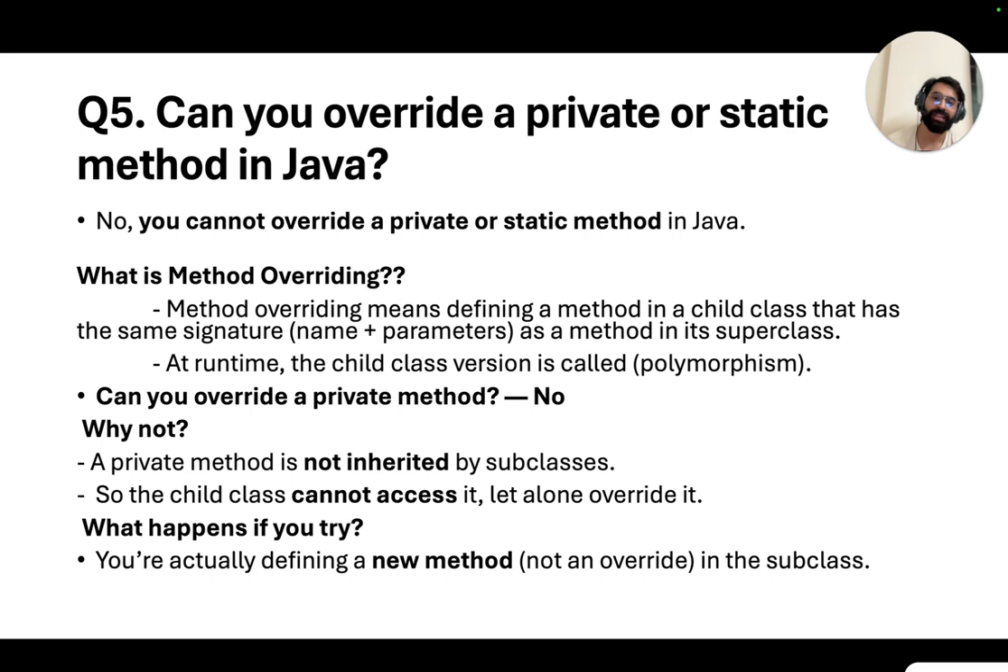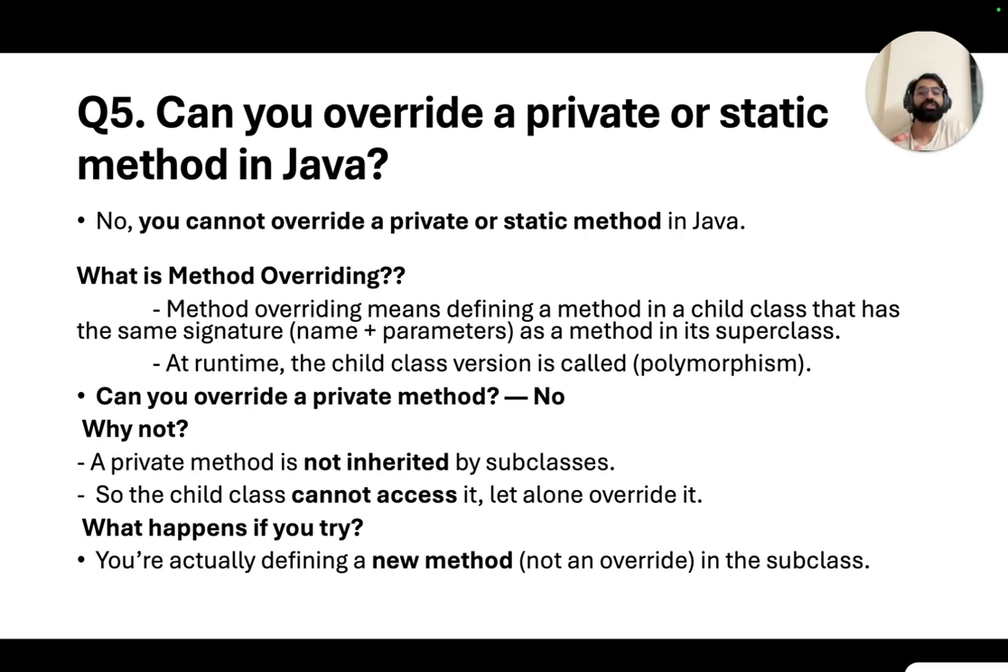Now, can you override a private method? Just understand. No. Why not? Because a private method is not inherited by a subclass. If we mark any method as private, then that method has visibility for that particular class only. It will not go to its child class. That's why you cannot override a private method, because the visibility of that method is very limited. It is only for that class, not for the child class. So the child class cannot access it, let alone override it.